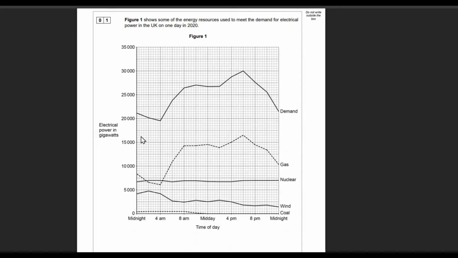Then we have a black line here, which is demand. That's how much energy or electrical power is needed in total over here. And then we have different types of fuels that supply that. So we have gas, this dashed line, nuclear, this solid black line, wind, and then right down the bottom, barely visible, this little dashed line represents coal. Let's get down, look at a question, and we'll probably come back up to this graph to do it.